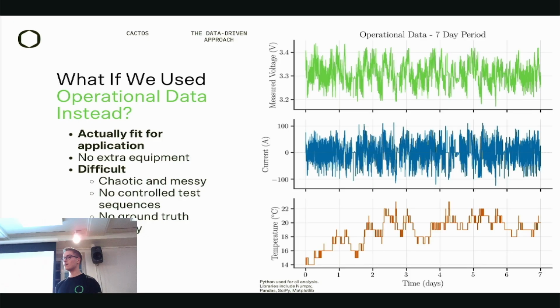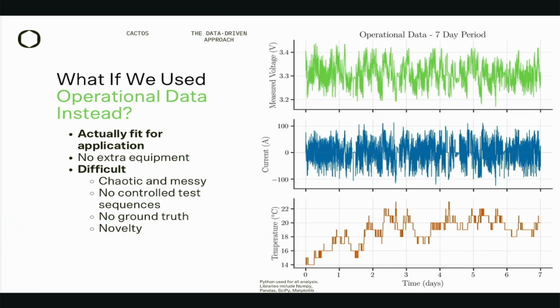So at Cactos, we asked, what if we used operational data instead? That way, the model would be actually fit for the application and we wouldn't need any extra equipment. Here's what 7 days of operation looks like. There's the voltage, current, temperature, and as you can see, the data is quite chaotic. So trying to estimate state of charge from those curves themselves would be quite difficult. Also, creating an accurate model from this is quite difficult. And this also because some parameters require specific test sequences, which are quite hard to find in such data.